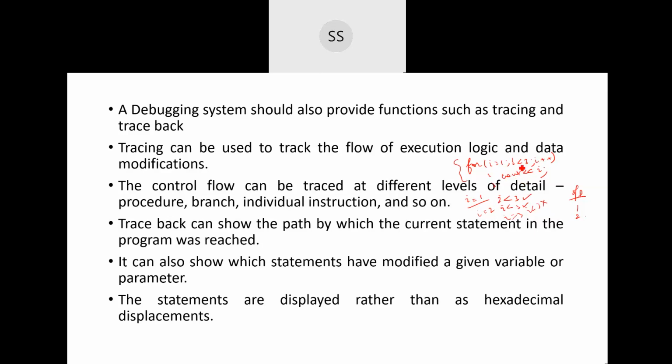How it is working. That is, this loop itself, you have traced it for each value of your I, or you can say for each iteration of your I. That is what you understand by tracing. Tracing can be used to track the flow of execution logic and data modifications.